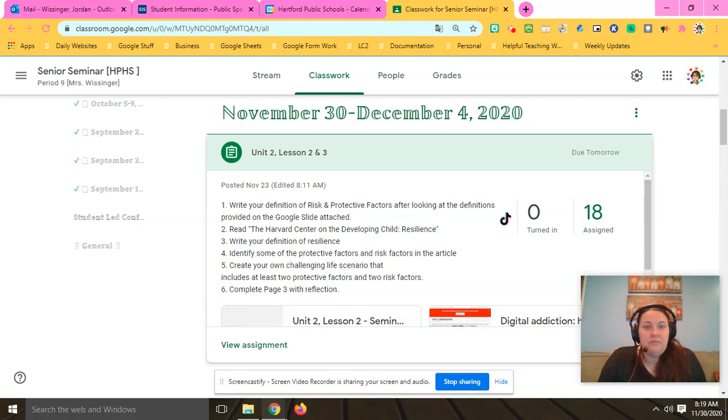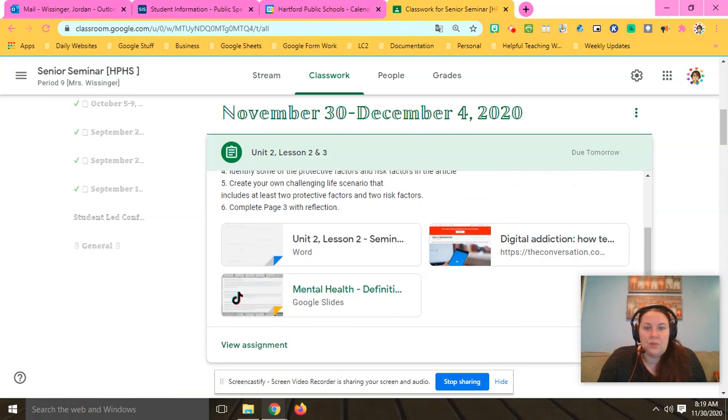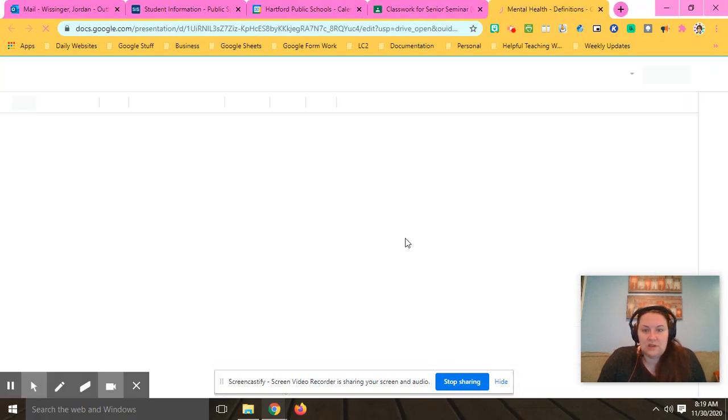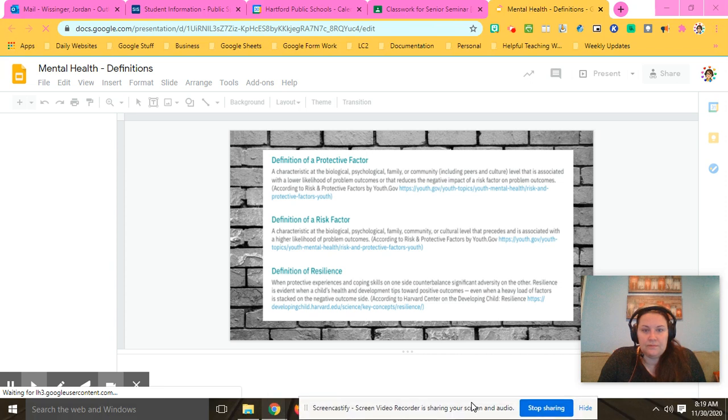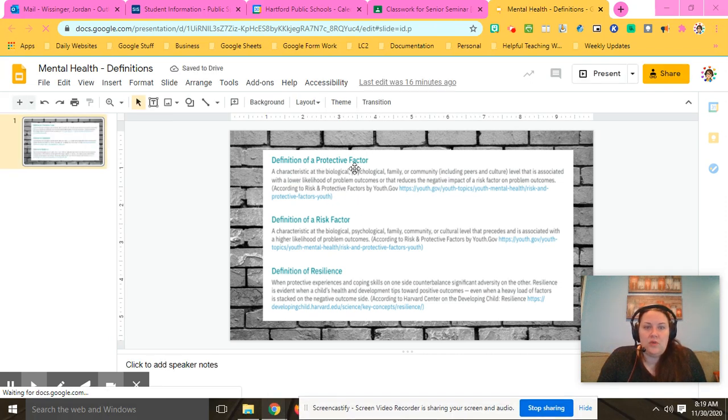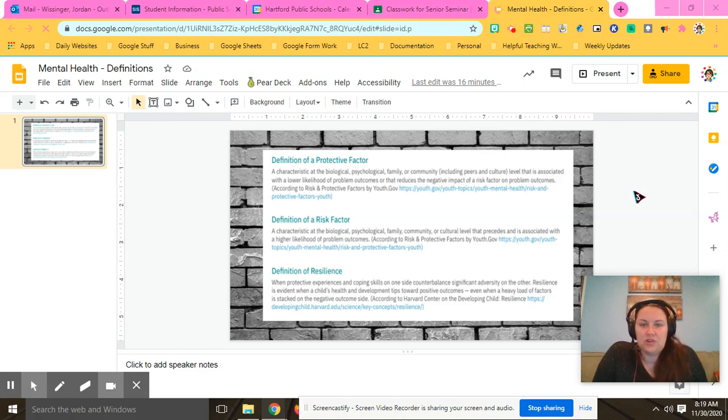Number 1, you're going to write your definition of risk and protective factors after looking at the definitions provided. So let's look at these definitions together. The definition of a protective factor: it's a characteristic at the biological, psychological, family, or community level, which includes peers and culture, that is associated with a lower likelihood of problem outcomes or that reduces the negative impact of a risk factor on problem outcomes.